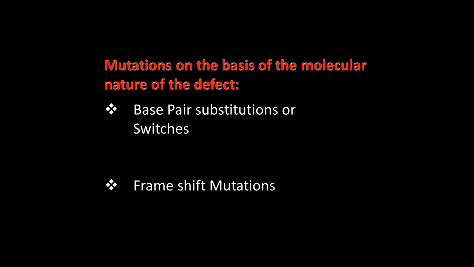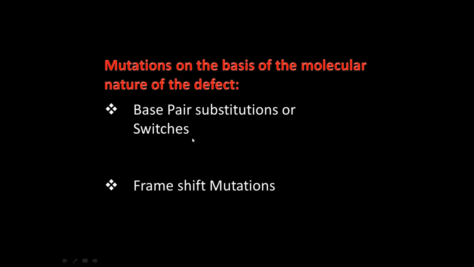Good afternoon, dear students. In the last presentation about mutation, we discussed what mutations are, the rate and frequency of mutation, and whether mutations are random or directed. Further, we also studied the basic types of mutation, that is point mutation and base pair substitution. So based on the molecular basis of gene mutation, we have two kinds of mutation: base pair substitution, also called switches, and number two, frame shift mutation.